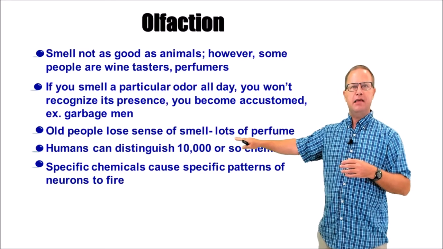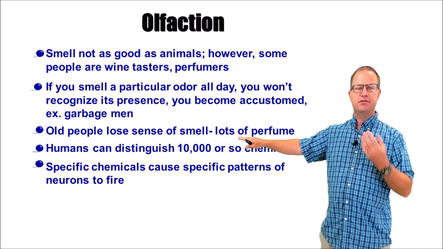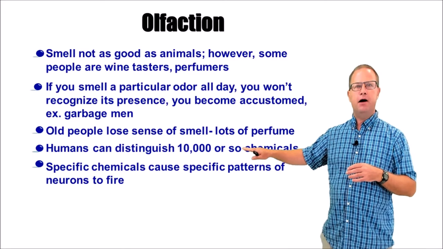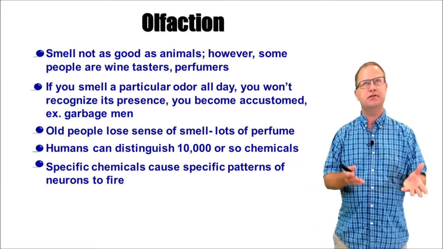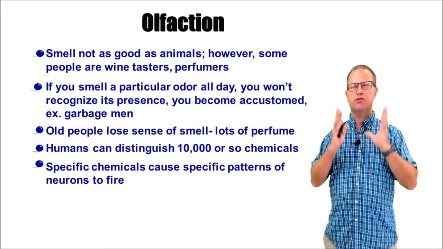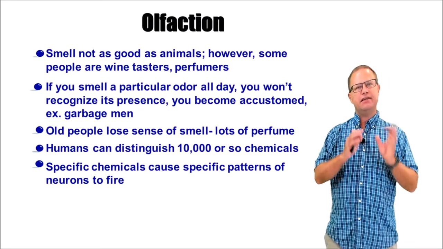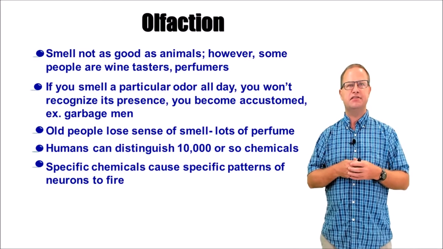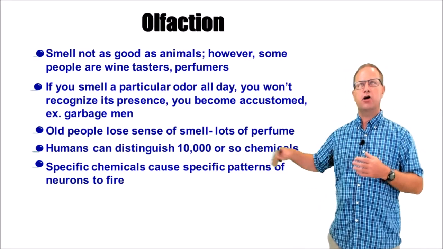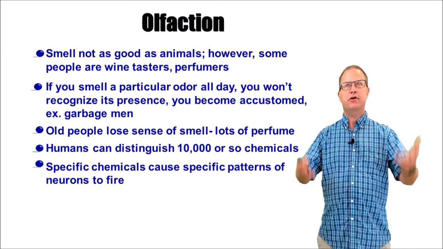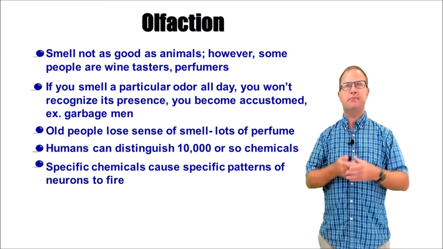Now, a lot of people lose their sense of smell for different reasons. We'll talk about anosmia here in a minute, but humans actually have a pretty poor ability to detect smells in comparison to things like dogs. Dogs have a tremendous sense of smell, but still, that being said, we can detect some 10,000 different smells, and each of these smells involves a specific set of chemicals that are causing a pattern of nerve impulses that are then interpreted by our brain as a certain type of smell.